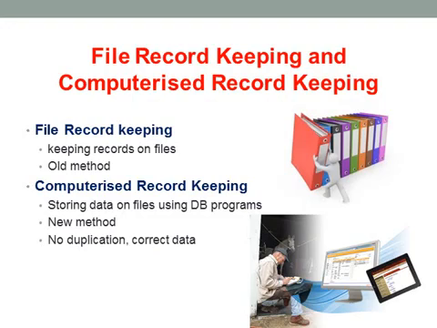The next one is computerized record keeping. That is, you computerize all your records. How to computerize? By storing all the files in a database program. It is a new method. The advantage of this method is there is no duplication and we are able to save the correct data. I'll tell you an example. Suppose one person is changing the address.